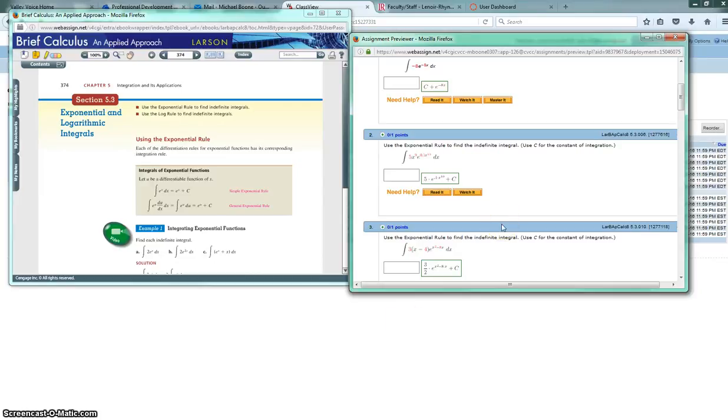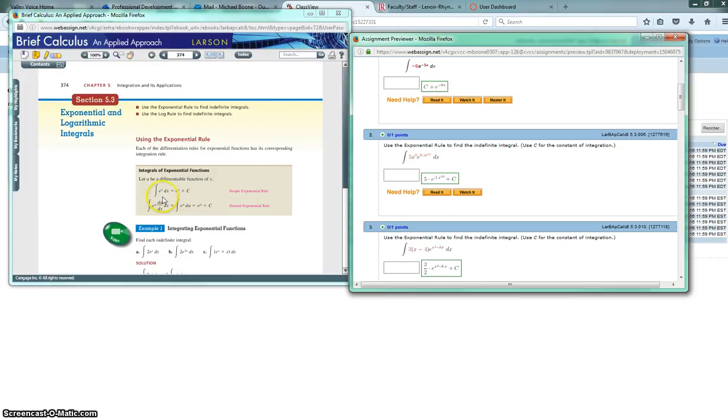All right, so in chapter 5, section 3, we're doing integration, but we're doing it with exponential equations and logarithmic equations. So we're dealing with the natural logarithm first, and then we'll be dealing with the different bases that we could be using, I think, in the next section, section 4.